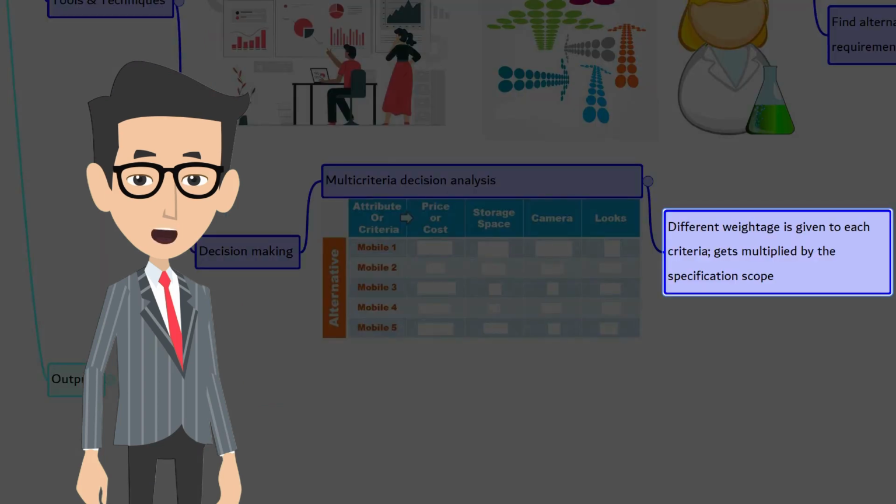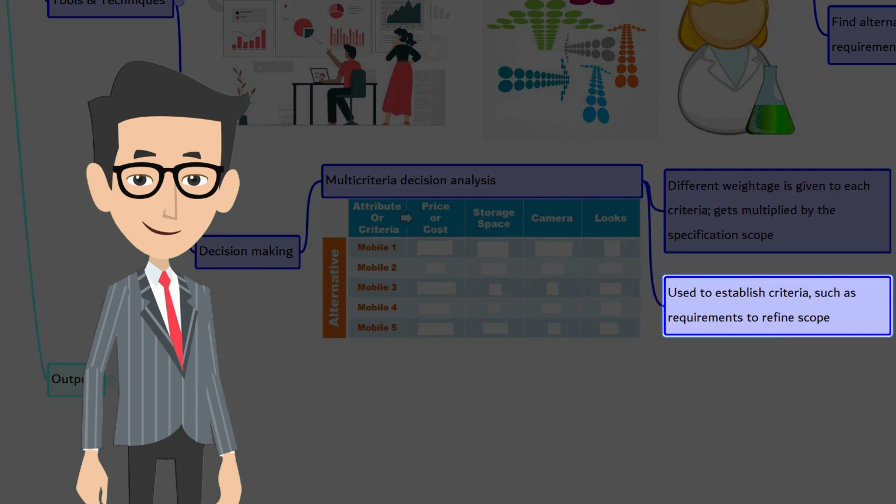Different weightage is given to each criteria. It gets multiplied by the specification. In the current defined scope context, multi-criteria decision approach can be used for establishing criteria such as requirements in order to refine the project and product scope for the project.